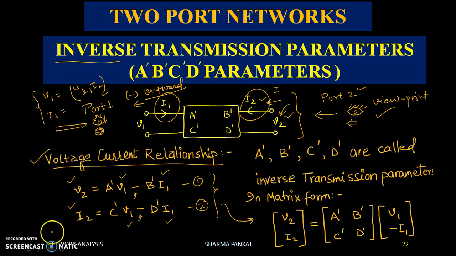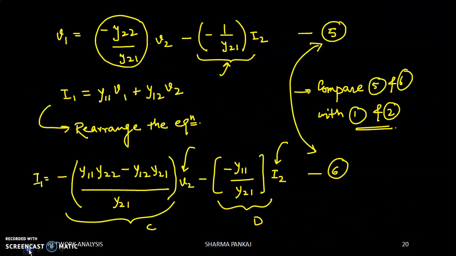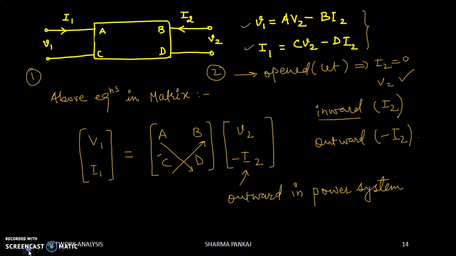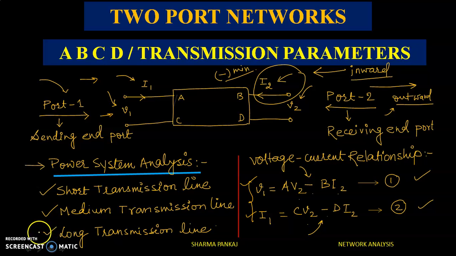Let me show you how it was defined in the case of ABCD parameter or transmission parameter. I'm showing you the previous video slides. See this. The voltage current relationship was written with respect to port number 1. I1 and V1 were your required output, and it was written in terms of V2 and I2, that were independent variables, and the I2 was considered for the power system outward. It was given inward, but actually in the power system it was outward. This is the point of confusion for many students. That is why I am giving emphasis on this point.